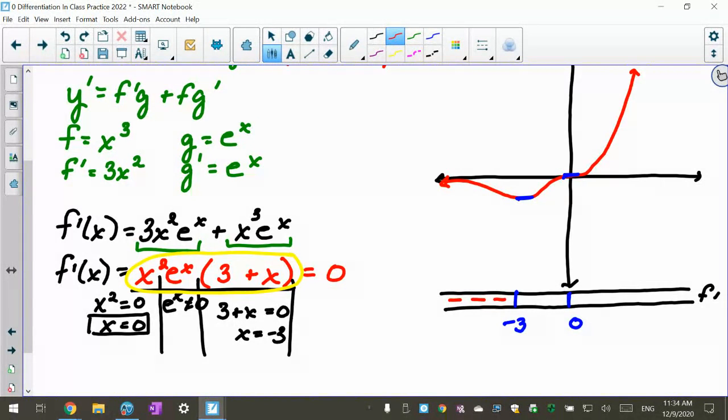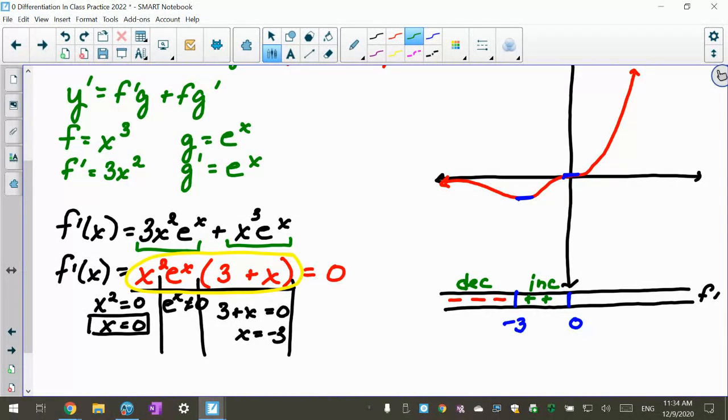Now I'm going to try a number between -3 and 0, so I'm going to use -1. If I put a -1 here, it's positive. A -1 here, it's positive. A -1 here, it's positive. So this shows right here that my function is increasing. So this shows that it's decreasing, and this shows that it's increasing.